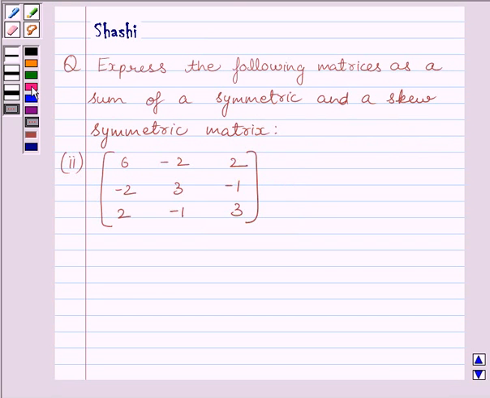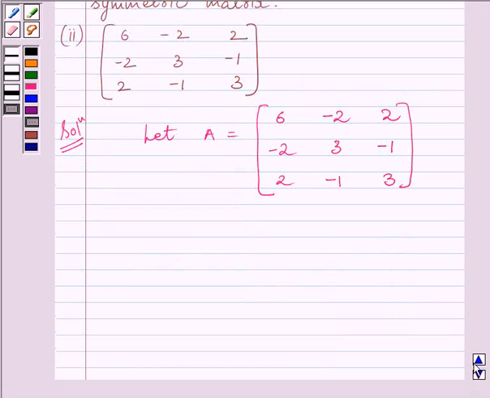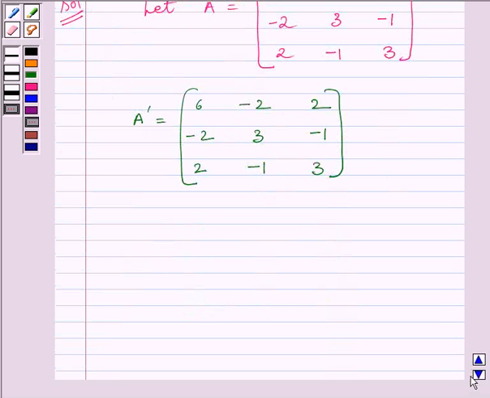Let us now start with the solution. Let A be equal to the given matrix. That is 6, minus 2, 2, minus 2, 3, minus 1, 2, minus 1, 3. Now, we can find A transpose by interchanging the rows and columns of A. So, we get A transpose is equal to 6, minus 2, 2, minus 2, 3, minus 1, 2, minus 1, 3. Now, we will find A plus A transpose.